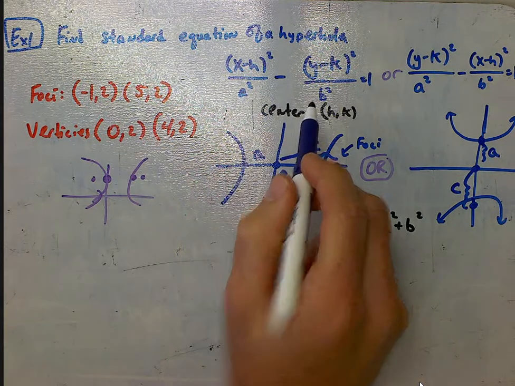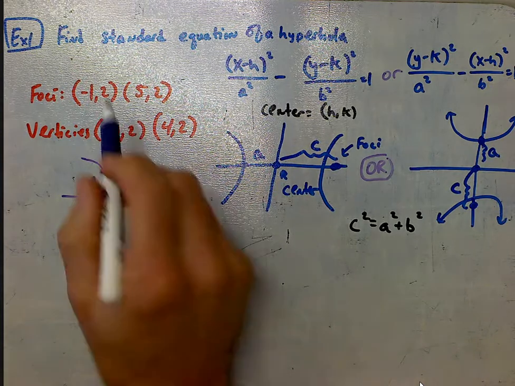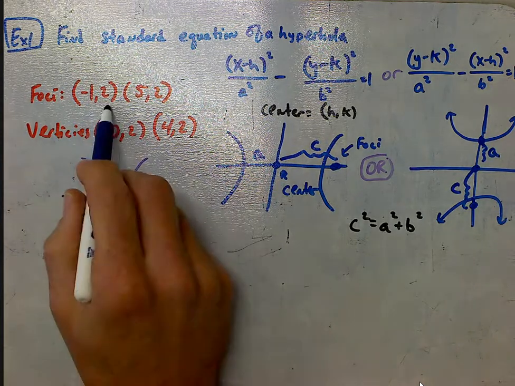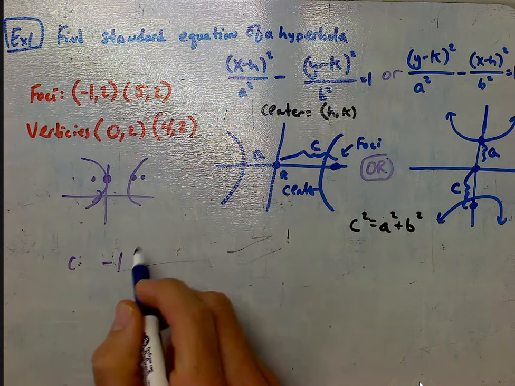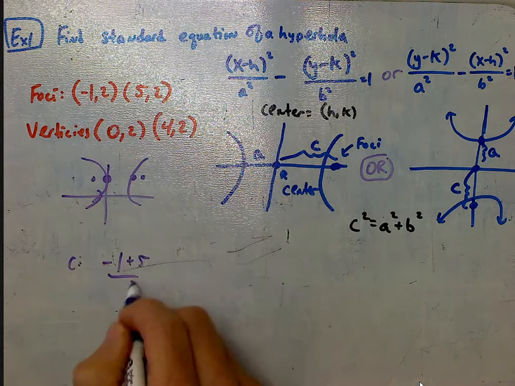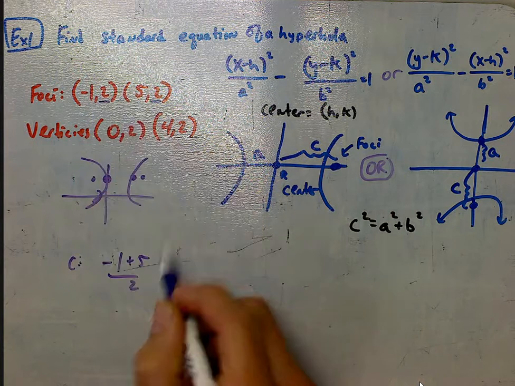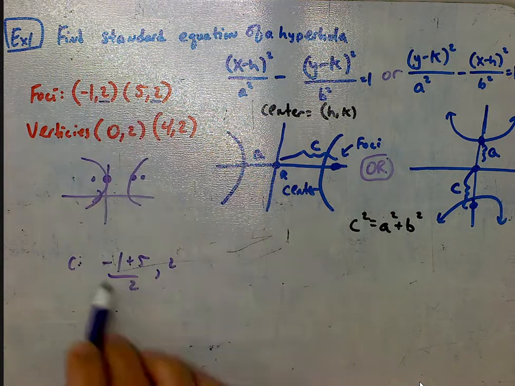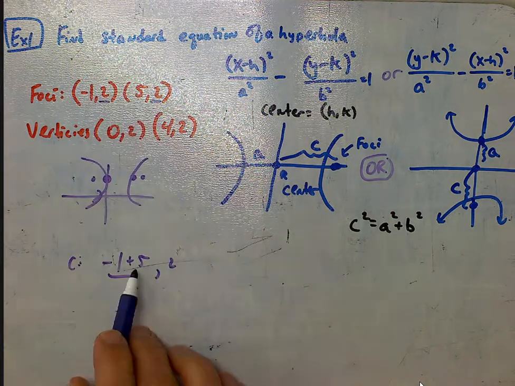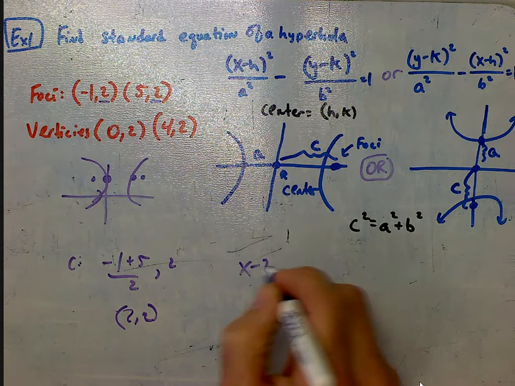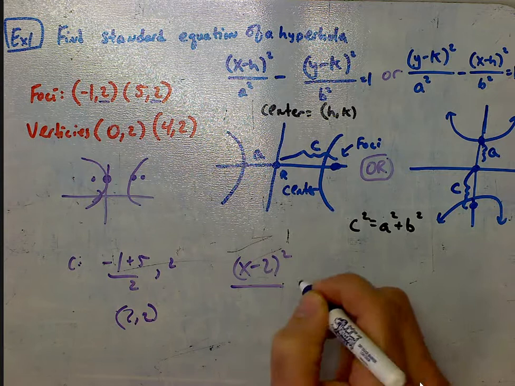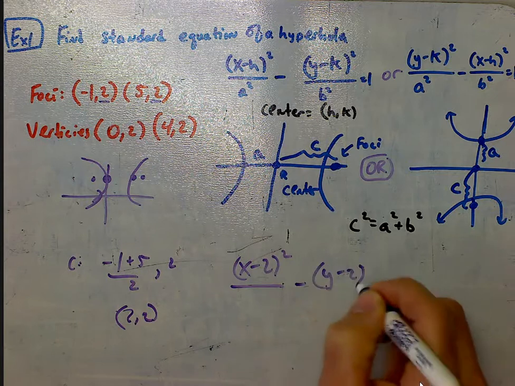Okay, well my center is going to be the midpoint of -1, 2 and 5, 2. So it'd be -1 plus 5 divided by 2, and since the y's are both 2, it's going to be comma 2. -1 plus 5 is 4, divided by 2 makes it 2, 2. So that gives me x minus 2 quantity squared over something minus y minus 2 quantity squared over something equals 1.